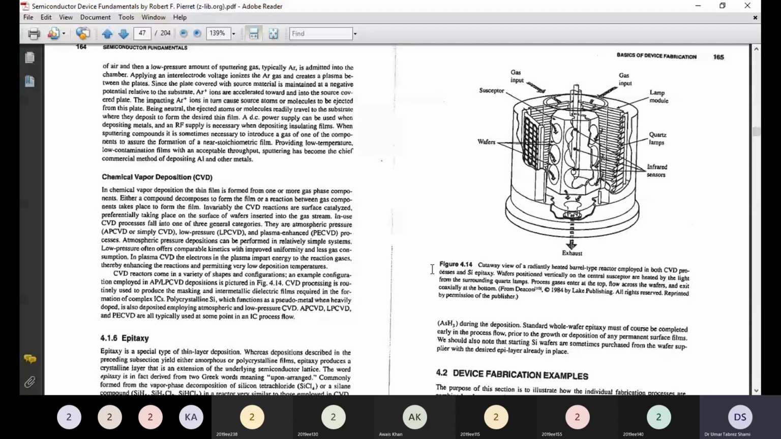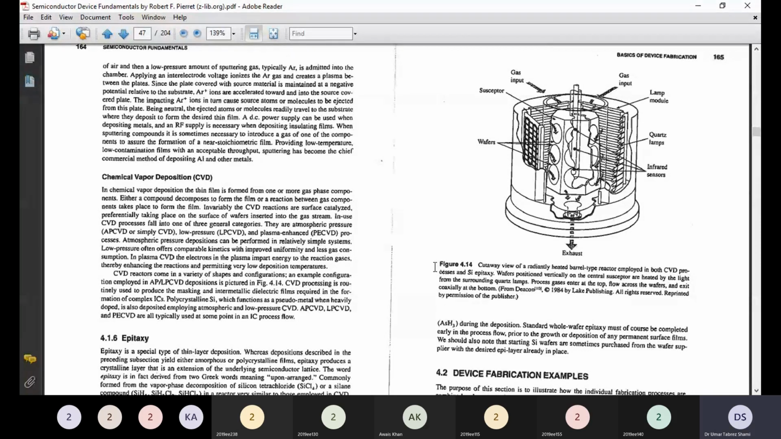Chemical vapor deposition reactors come in a variety of shapes and configurations. An example of a configuration employed in APCVD and LPCVD deposition is shown in figure 4.14. Chemical vapor deposition process is routinely used to produce the masking and intermetallic dielectric films required in the formation of complex ICs.